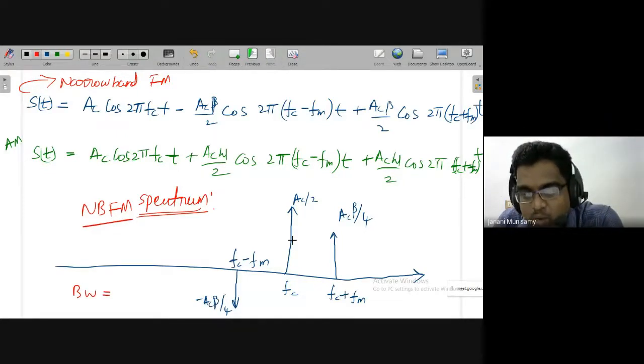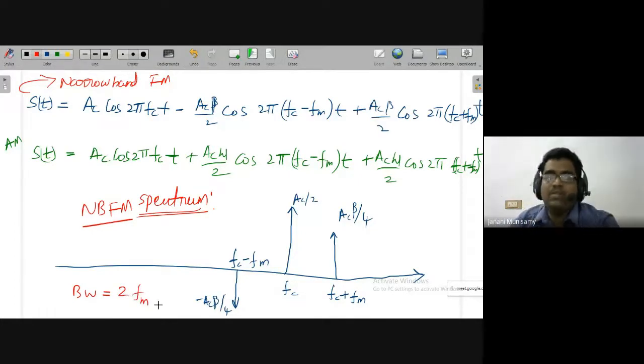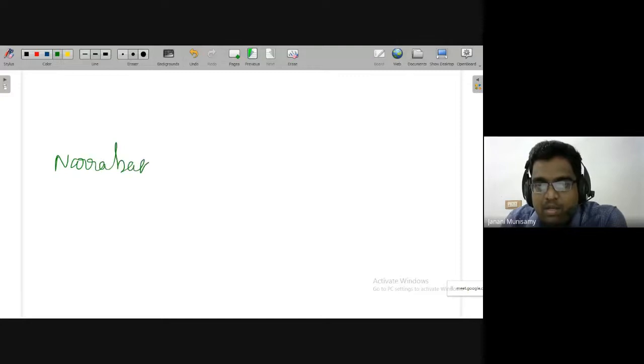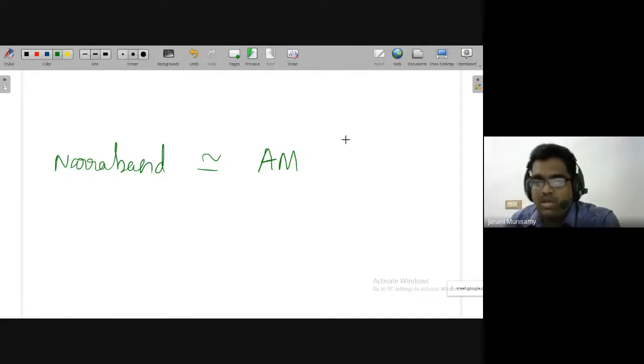It may be negative, no problem, but still the bandwidth remains the same. So the bandwidth of the narrowband FM is 2 FM. So that's why the ultimate final conclusion is that narrowband FM is almost equal to the AM system. That is the final conclusion.